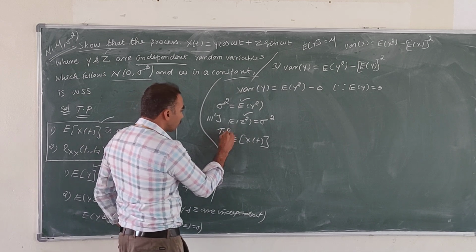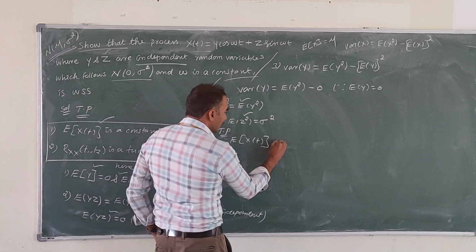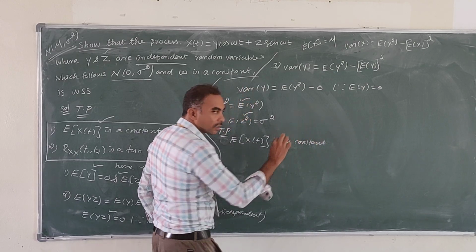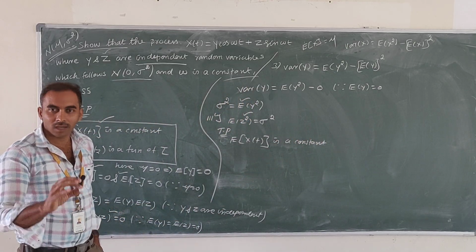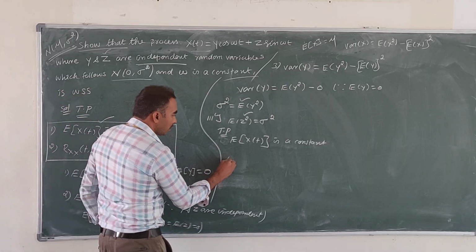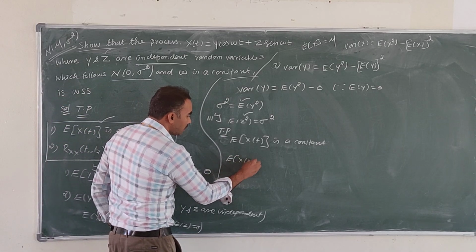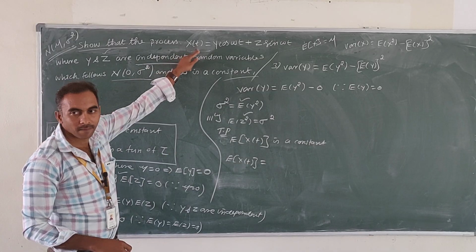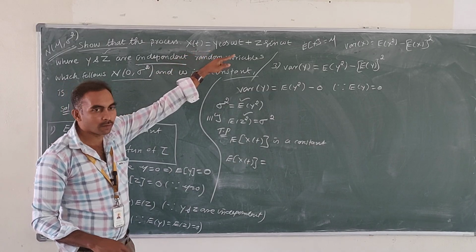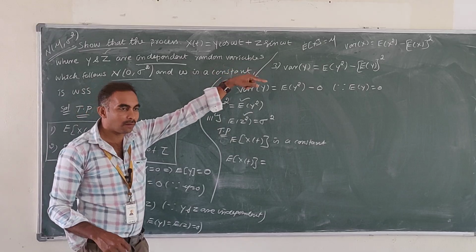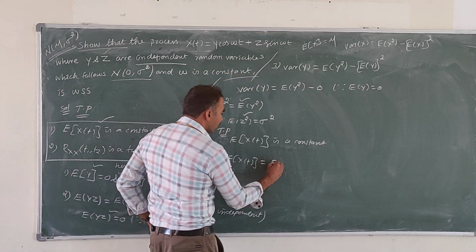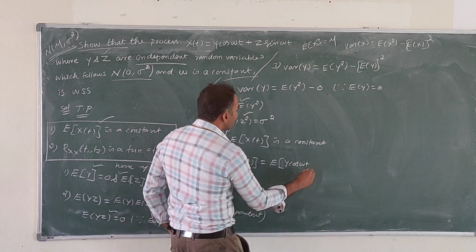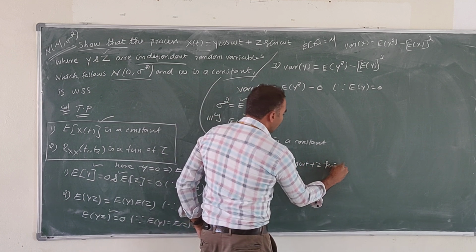To prove, the first proof is that it is a constant. OK, proving constant. E of x of t equal to, listen, what is x of t? y cos omega t plus z sin omega t. So E of y cos omega t plus z sin omega t.